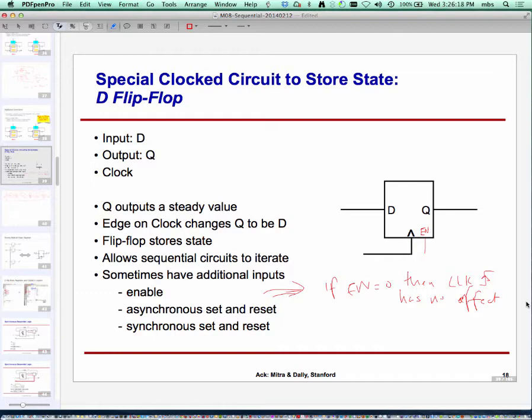Asynchronous set and reset. Let's call them AS and AR. If AS equal to 1, then make Q, the content of the flip-flop, to be 1. Immediately, without waiting for any clock signal, as soon as AS is made equal to 1, the flip-flop content changes to 1. And likewise, if AR equal to 1, then Q becomes 0 immediately.